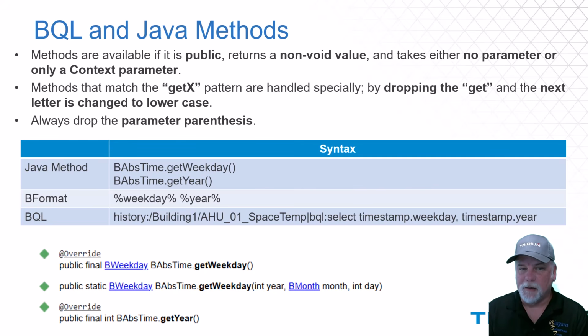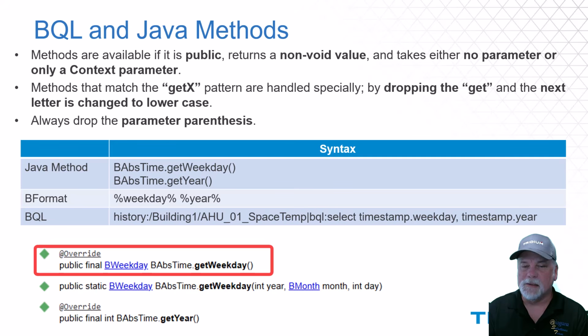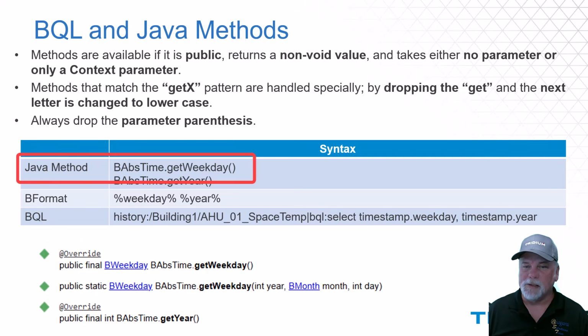What I'm trying to show here on this slide is that if I'm looking at the help for BAbsTime, we can see that there's a public method that gives us back a BWeekday, and the name of that method is getWeekday. Doesn't require any arguments or anything. So it's public, it gives me an answer, and it doesn't require any arguments. Looking at the Java method here in the table, you'll see how it says BAbsTime.getWeekday, open close parentheses. So that would be if I was writing actual Java syntax.